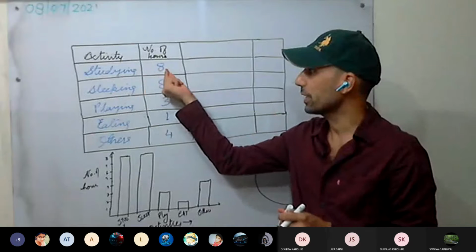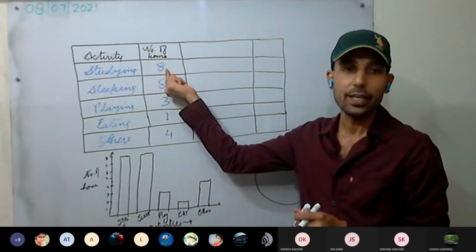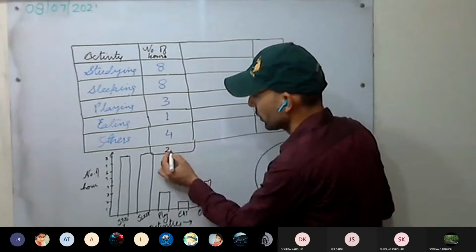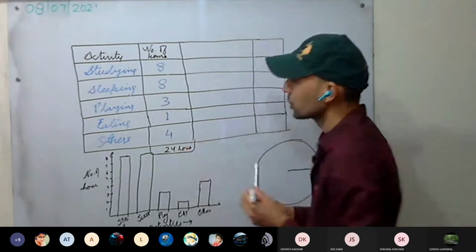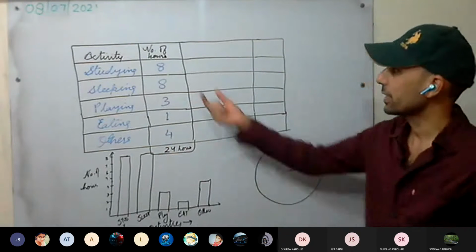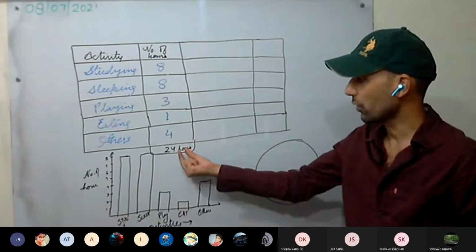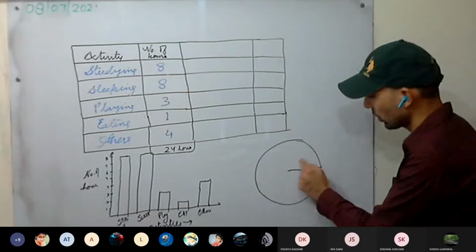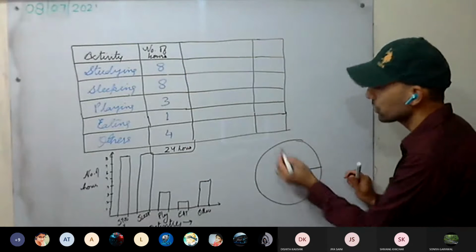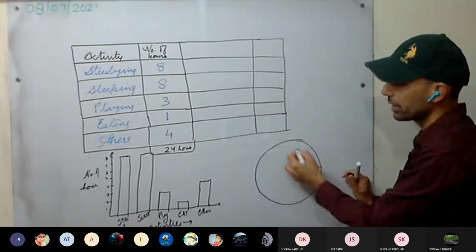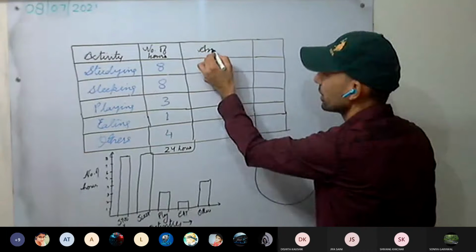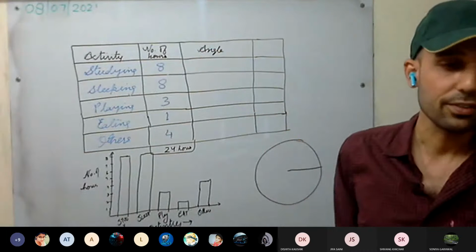For example, we are doing study for 8 hours. Total hours in a day is how many? 24 hours in a day. So we'll be converting these 8 hours out of 24 hours into a sector on a circle. How many degrees will this 8 represent in a circle? First we'll find the angle of the sector.